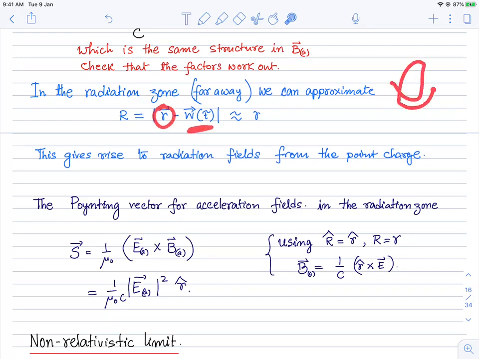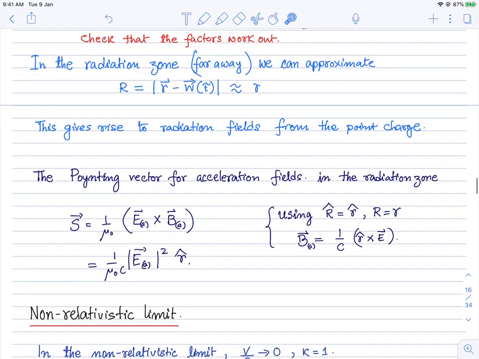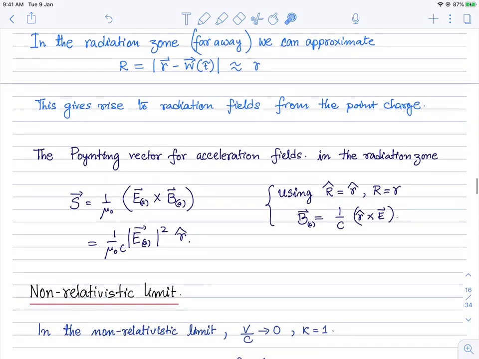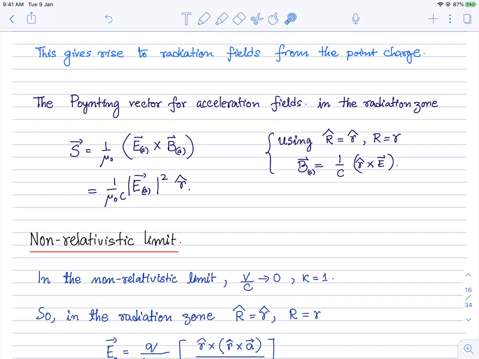Let's say the charge is moving somewhere here, and we choose our origin here, and we are interested in distances far away. Then this R is approximately this r, this distance. Under this approximation, we can go ahead and find what the Poynting vector is, and we'll find that under that approximation, these relationships between the electric and magnetic fields hold.